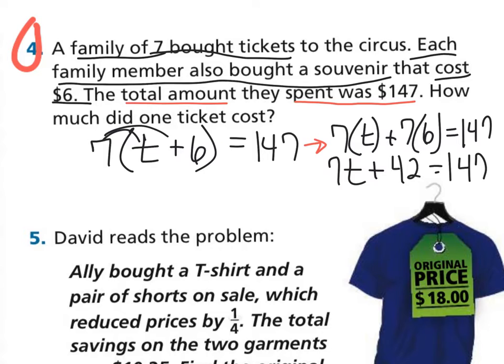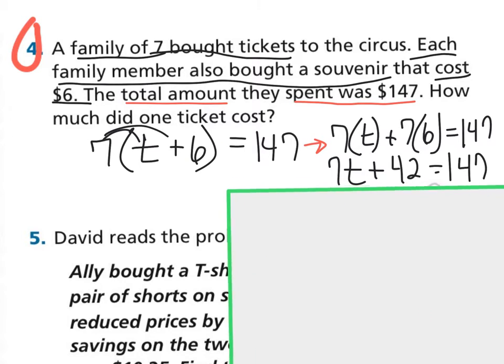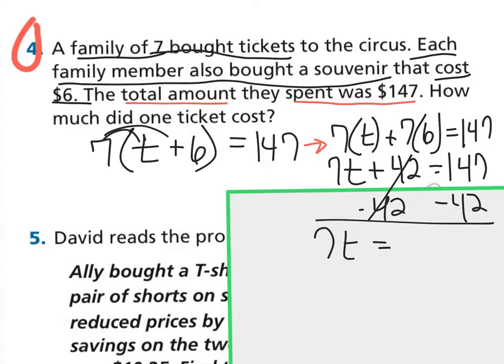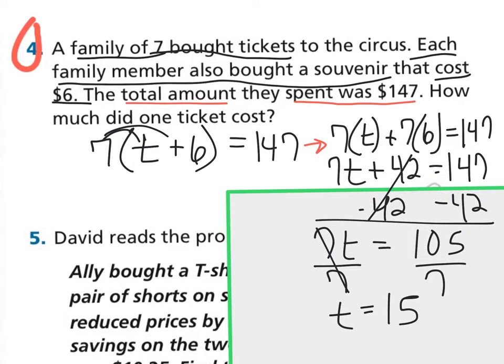And then the next thing we need to do is subtract. Good. Give us some room here. So we subtract 42, which is 105, and then divide by 7, which is... okay, so $15 for one ticket.